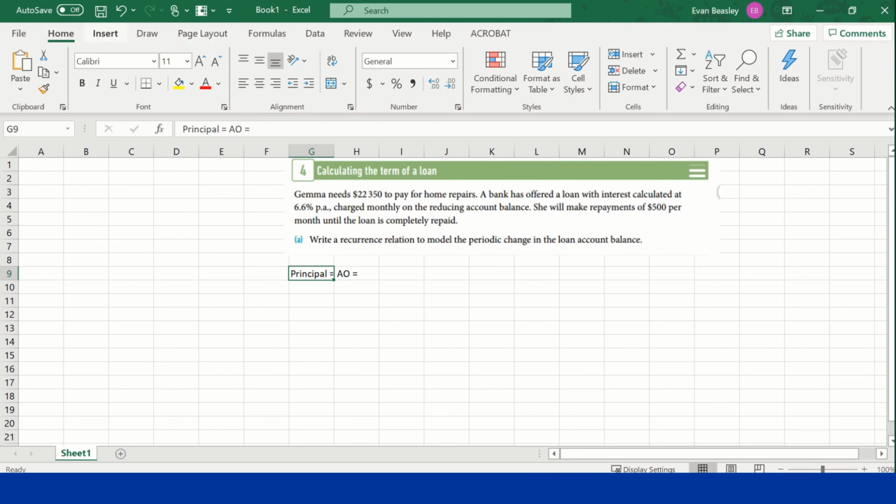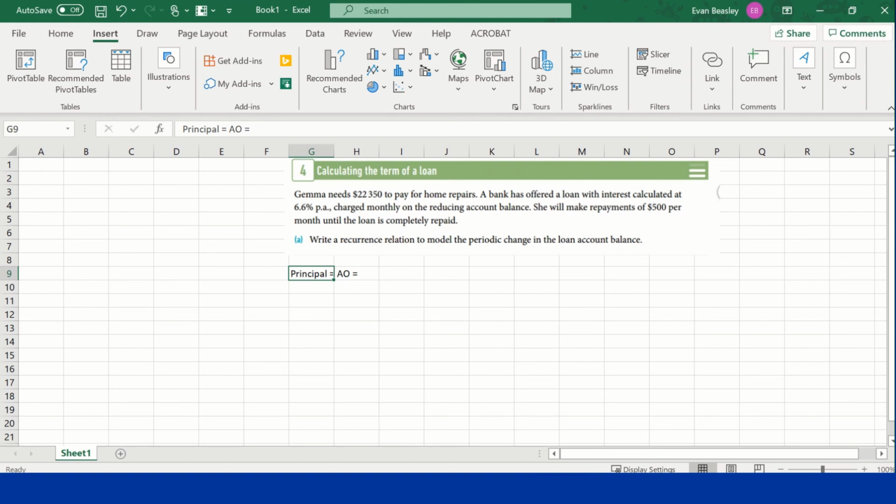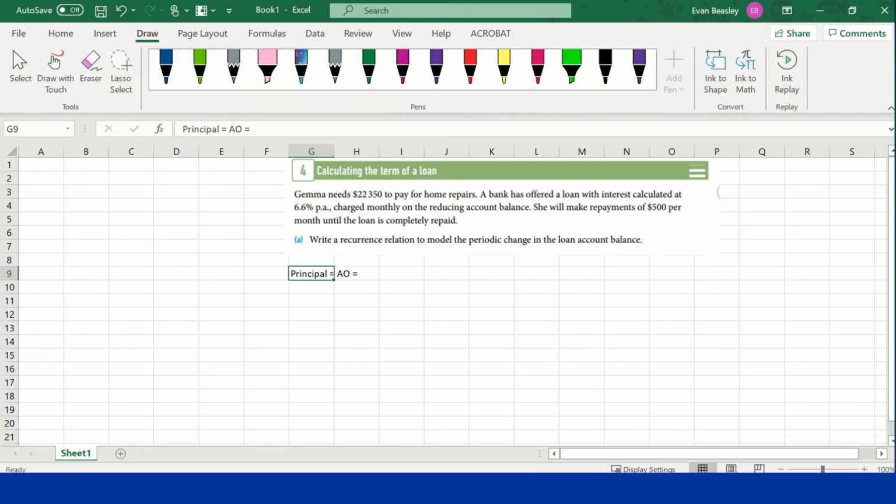So that's got to be the initial amount. Your textbook, remember, will call that LA for the loan amount. So $22,350. Now, what else do we need to know?